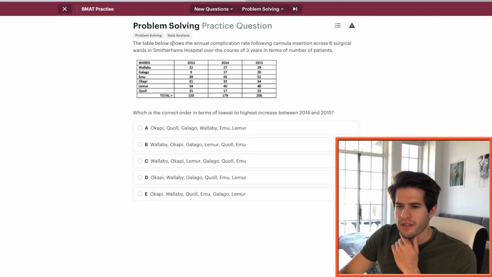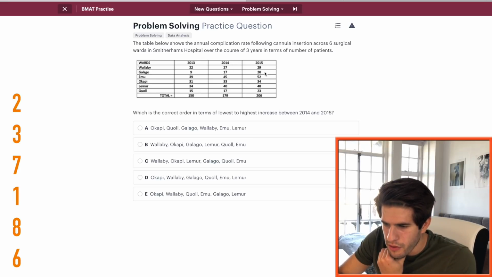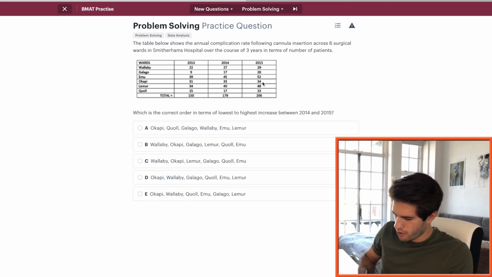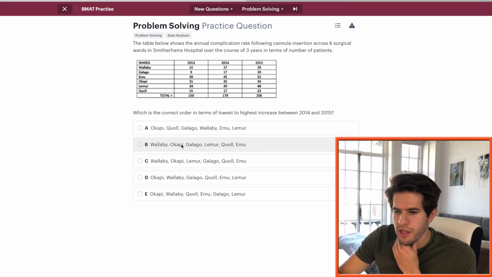Okay, next question. The table below shows the annual complication rate following cannula insertion across 6 surgical wards in this hospital over 3 years. What is the correct order in terms of lowest to highest increase between 2014 to 2015? Lowest increase. So we have 2, 3, 7, 1, so this might be first, 8, 6, and oh, that's the total. So where's the 1? So Okapi is first. So I'm going to put O, then, so we immediately eliminate B and C.